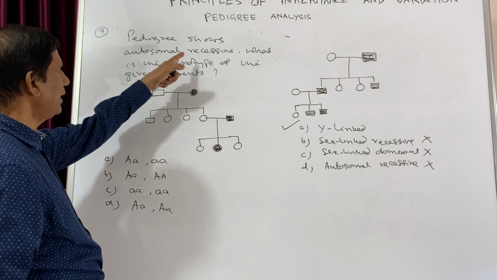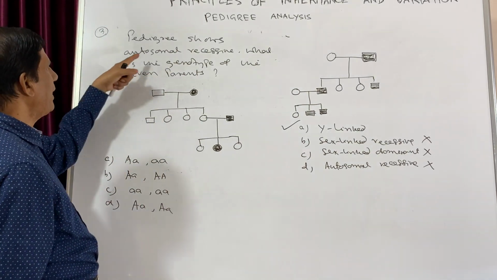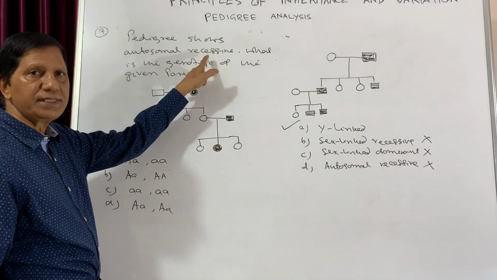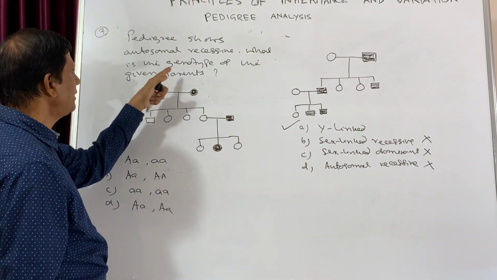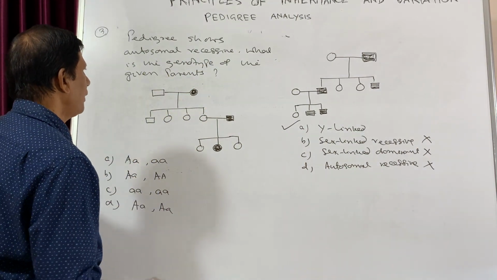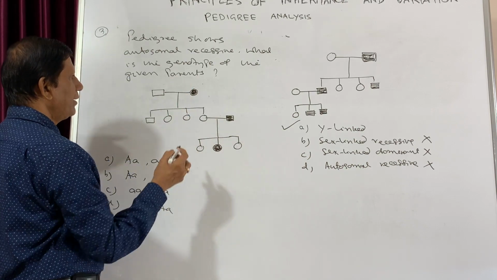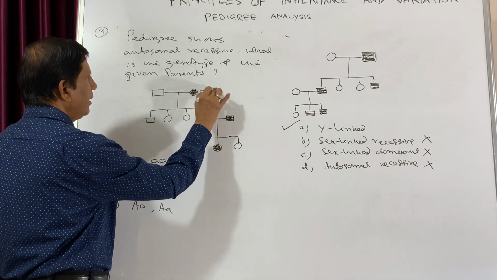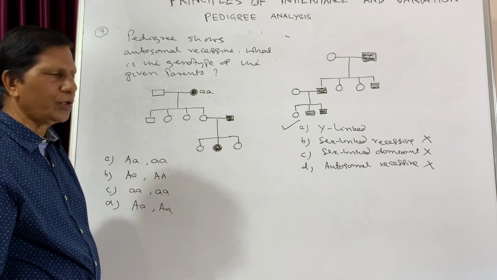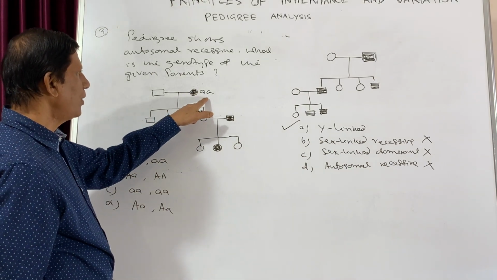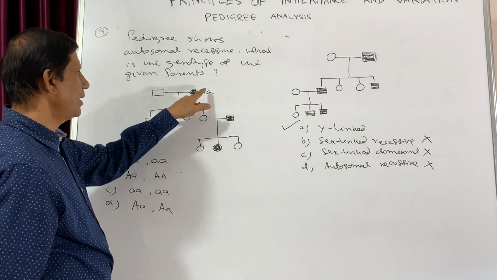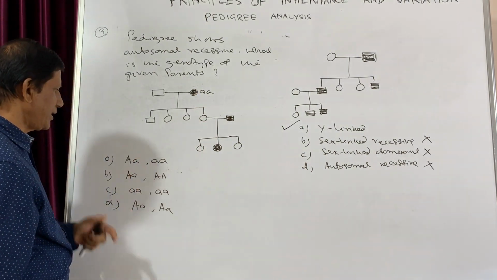So read the question again. The pedigree shows autosomal recessive. Autosomal recessive. What is the genotype of the parents? Now when it is autosomal recessive, it must be this one. Otherwise it will not suffer. That means the mother is autosomal recessive. Then you see the choices.